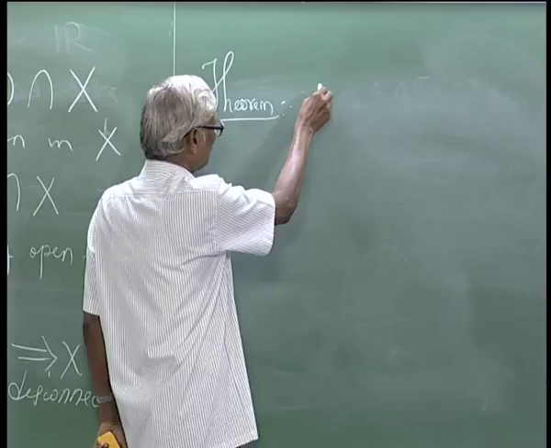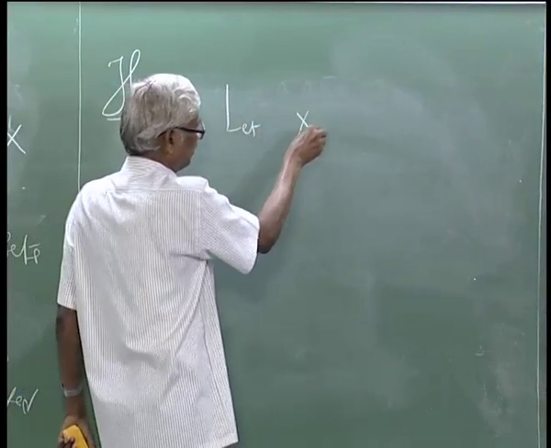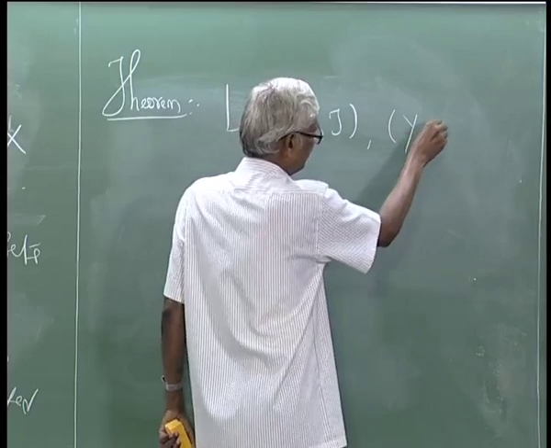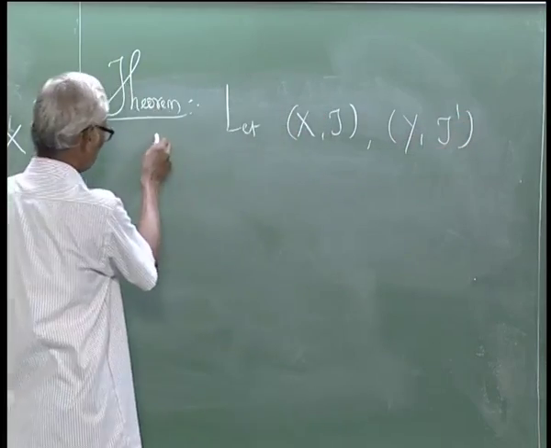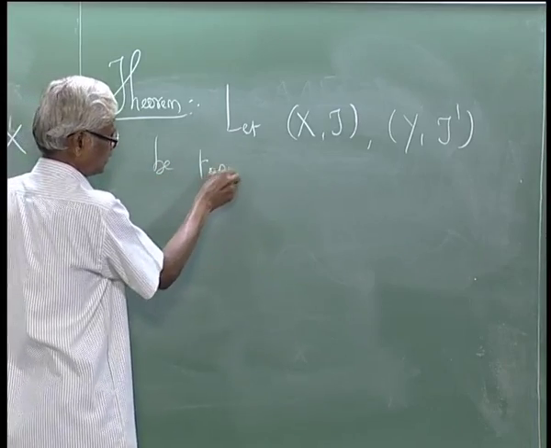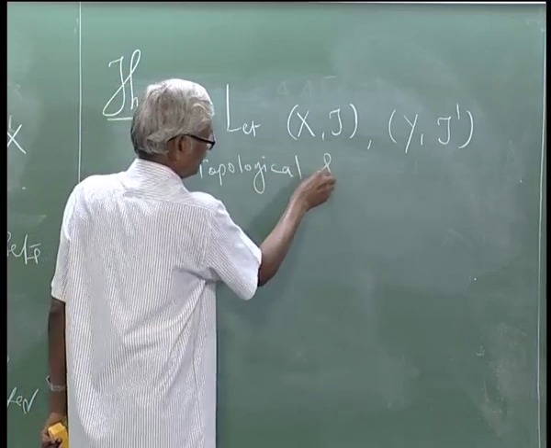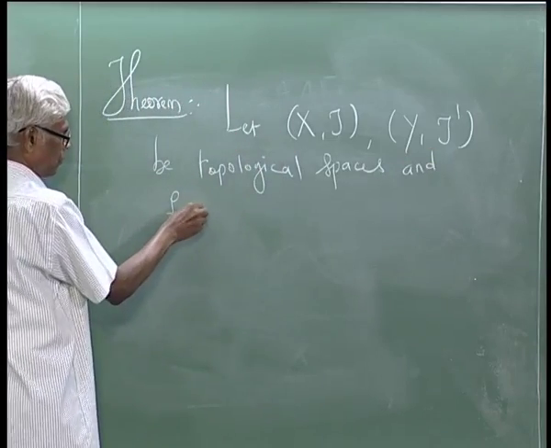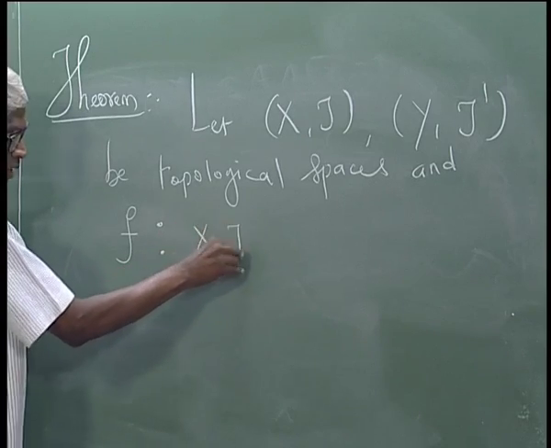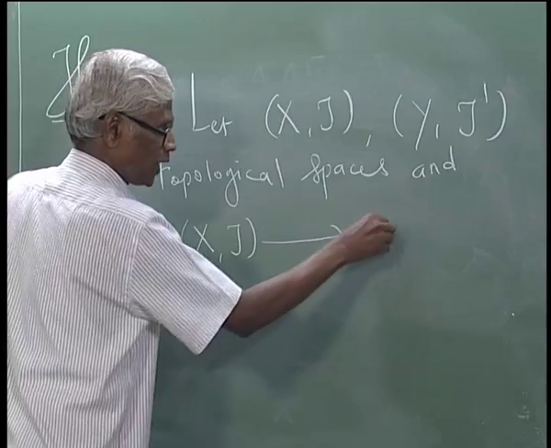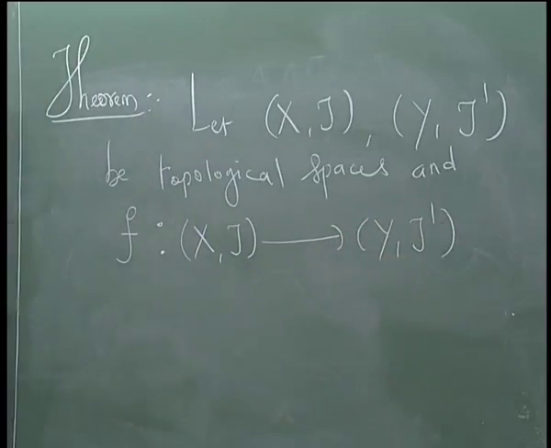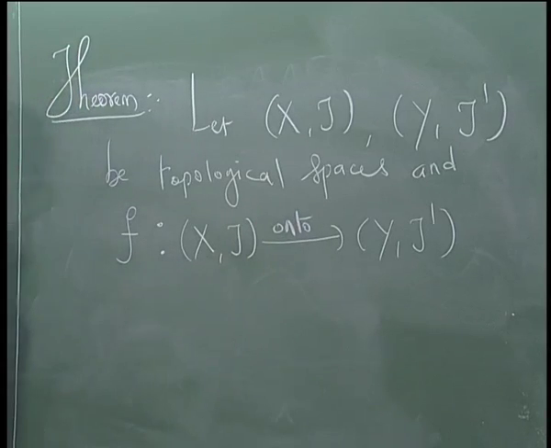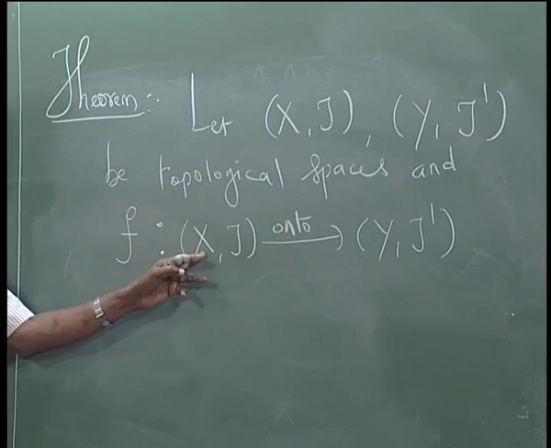So, we have, let (X, tau) and (Y, tau prime) be topological spaces, and f from (X, tau) to (Y, tau prime) is continuous. We will assume without loss of generality it is onto, that is, essentially you want to prove that the image, that means the image of X, is f of X.